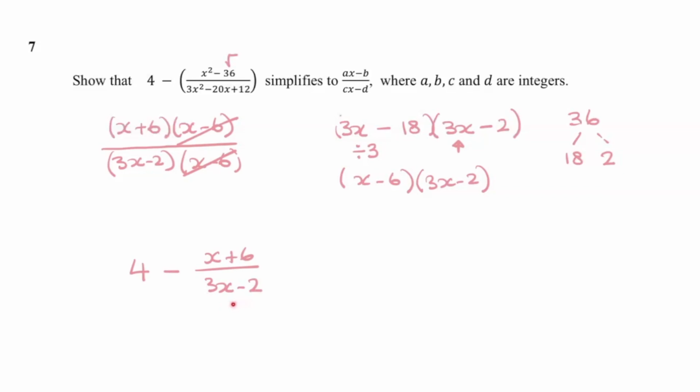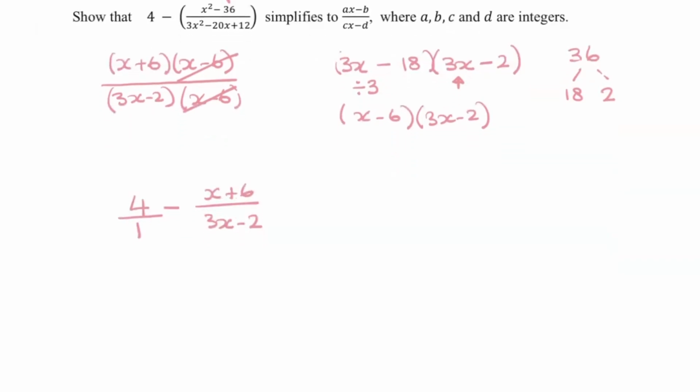Now, this is still a fraction, so I have to use my rules for subtracting fractions, which means the denominators need to be the same. So my 4 is going to get multiplied by 3x minus 2. So if we put it over 1, then both the top and the bottom will get multiplied through. That leads to me getting the following. 4 times 3x minus 2, minus 6 plus x. And then both of these fractions are over 3x minus 2. So you can just see how that's multiplied top and bottom.